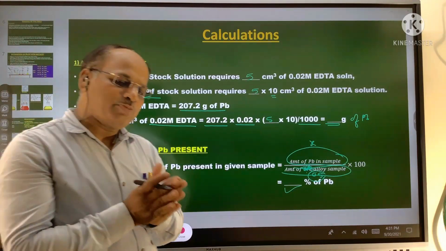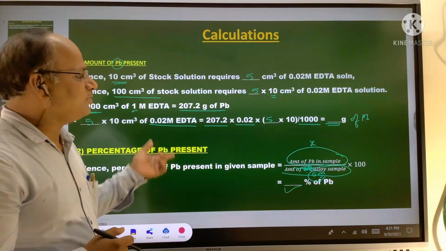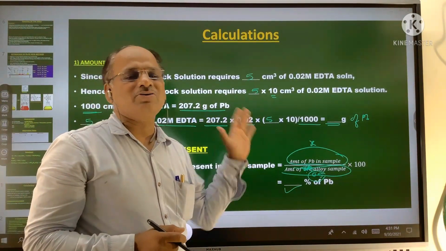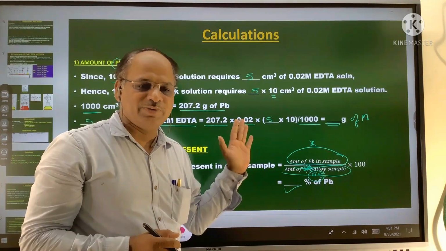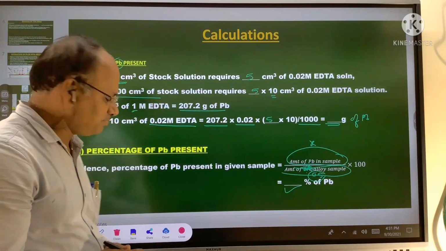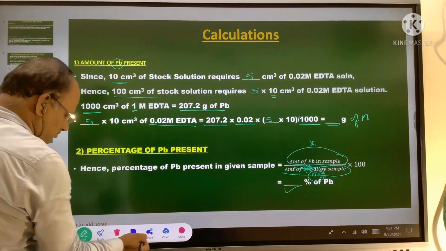But generally at the time of your practical examination, you always estimate the amount of lead present in the given sample, not the percentage.